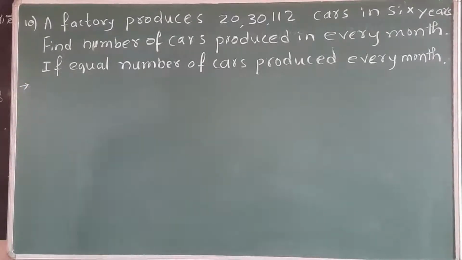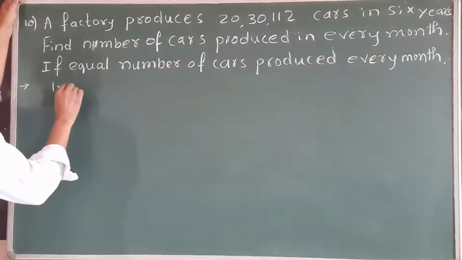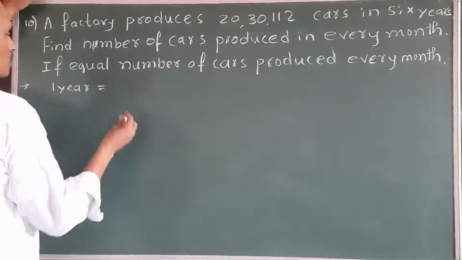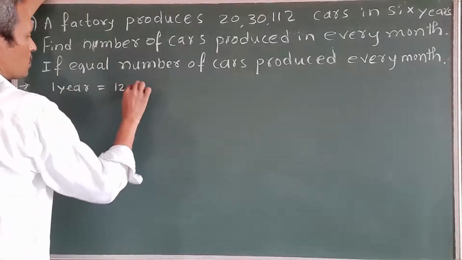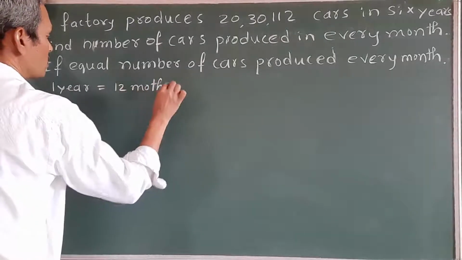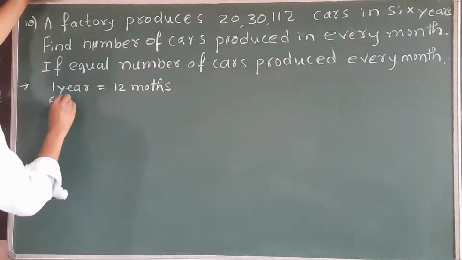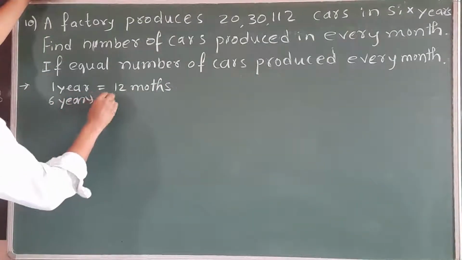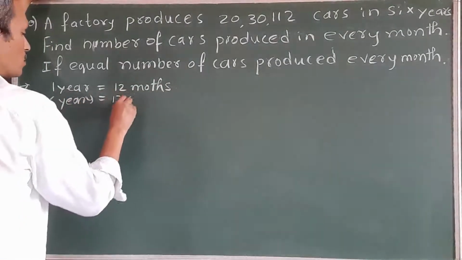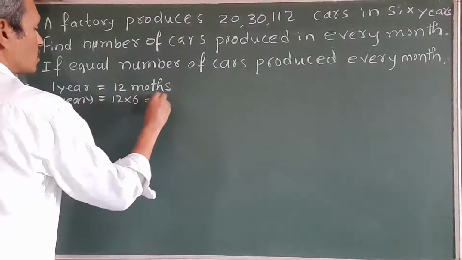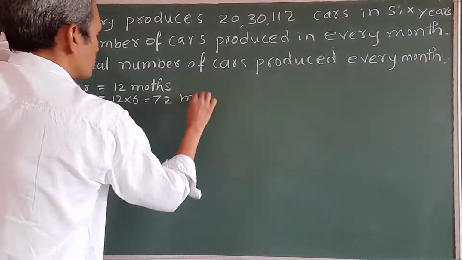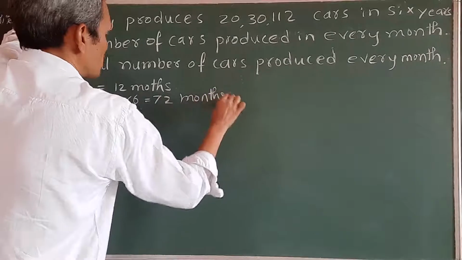Number of cars produced in 6 years is given, and we need the number of cars produced in 1 month. First of all we should know how many months are there in 1 year. 12 months make 1 year, and 6 years is 12 into 6, 72 months. 6 years means 72 months.